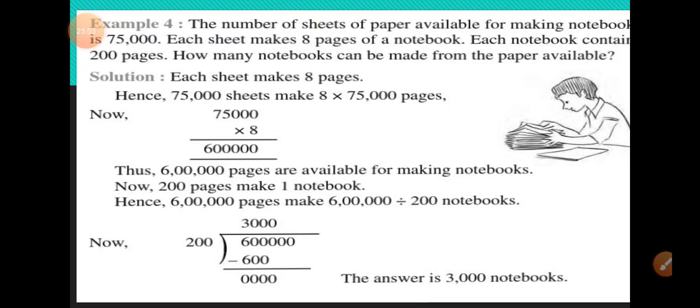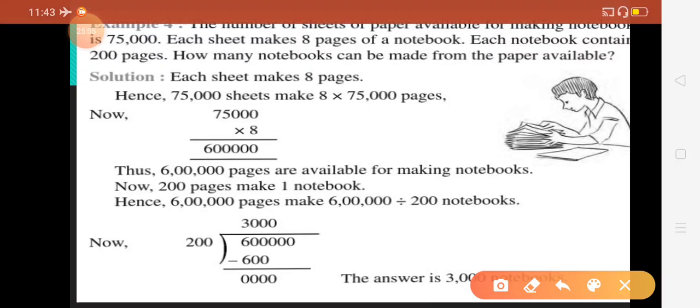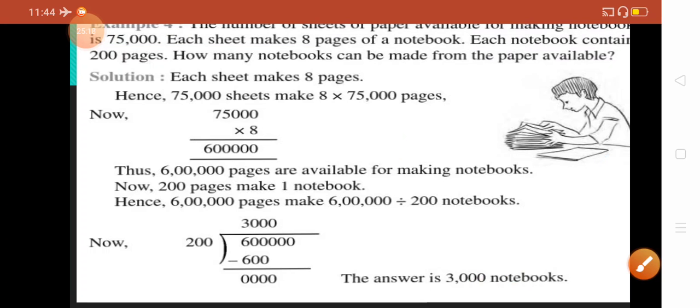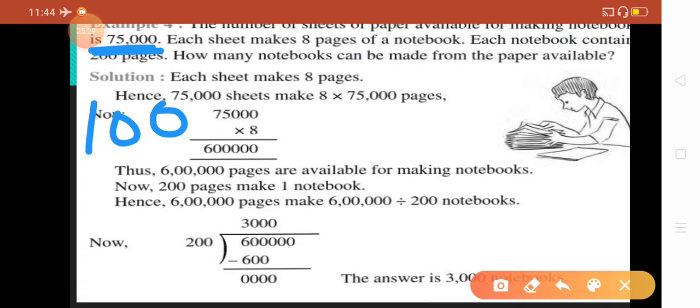Now, firstly, you have to understand the statement. What is given in the statement? The number of sheets of paper available for making notebooks is 75,000. That means, for this, you will take one more example. For example, you have 100 rupees. This 75,000 we will represent as 100 rupees.